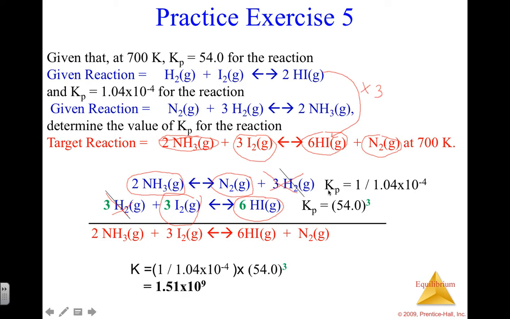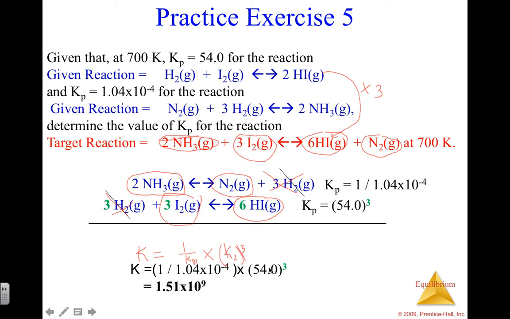Well, I mentioned this when I introduced practice exercise 5. If you add 2 reactions, you multiply the K values. So our new K, the K of the target, is just 1 over our Kp from reaction 1 times my Kp from reaction 2, in parentheses, to the third power. So if you add 2 reactions, you multiply the K values, and I got 1.51 times 10 to the 9th.